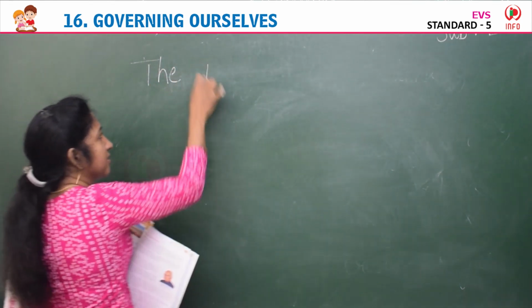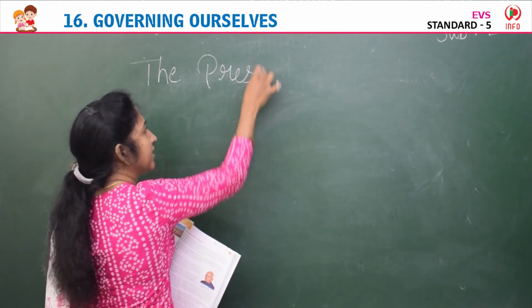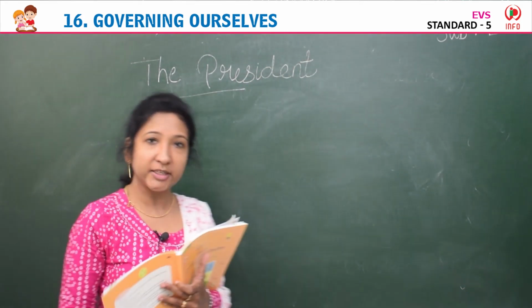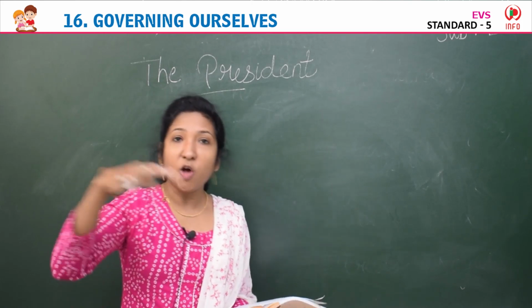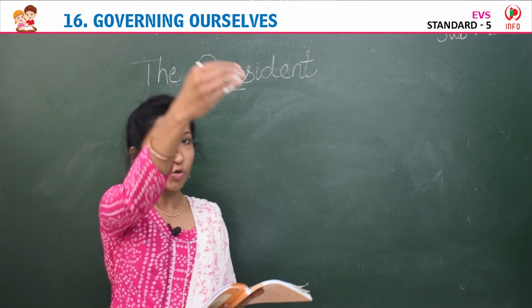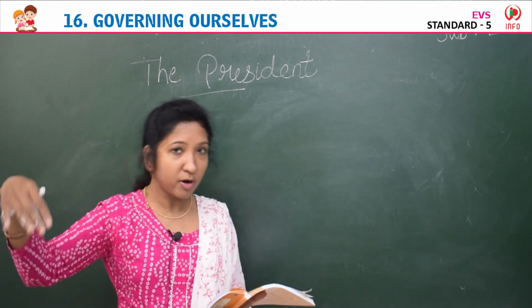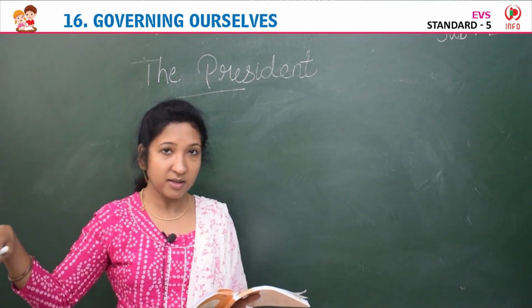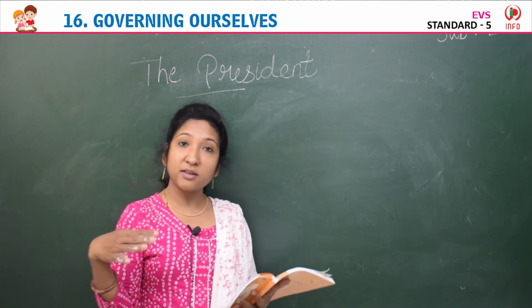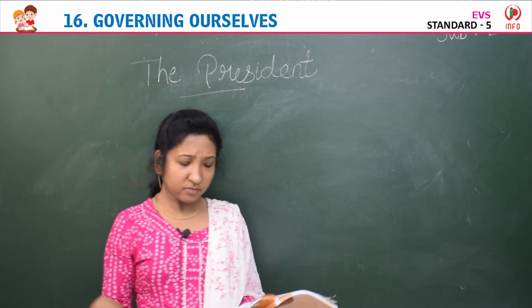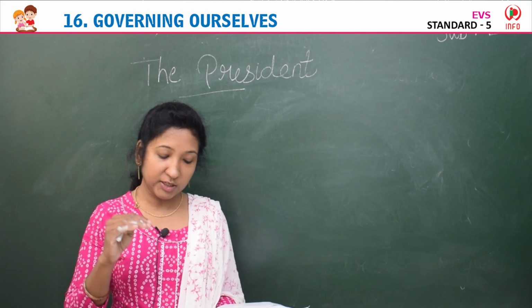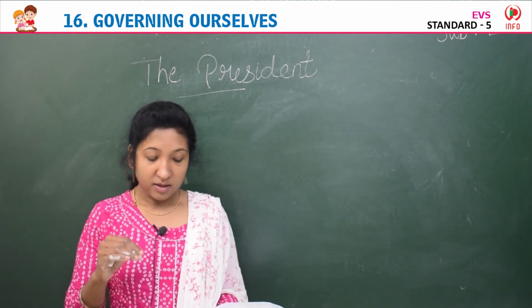Now, the president. Let us see what are the duties, how the president gets elected, and what are the powers of the president. Under the Constitution of India, we have learned about the Constitution, government, the lawmaking body, parliament, etc. So, under the Constitution of India, the president is the supreme commander of armed forces and head of the executive branch of the state.